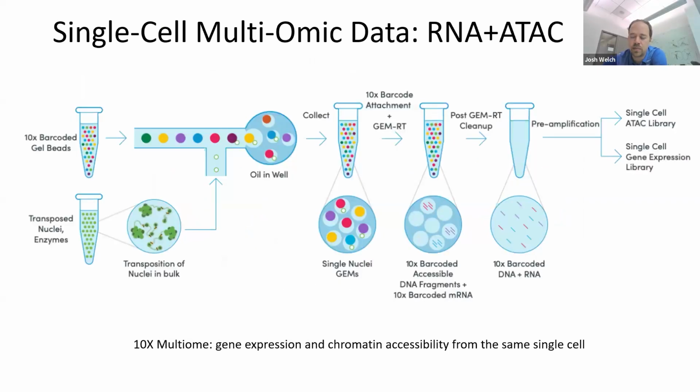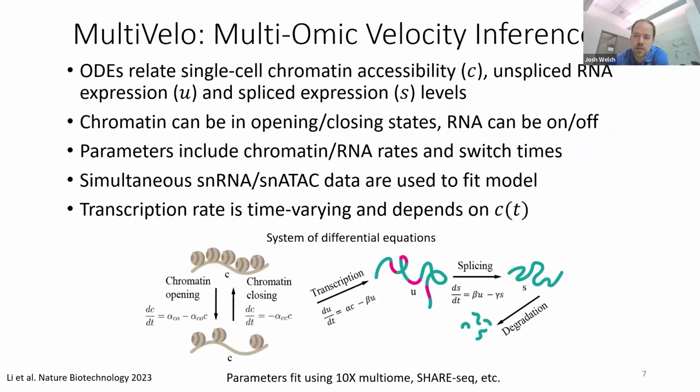Now, a couple of years ago, my lab built on this, and we realized that you could take multi-omic data where you have RNA and chromatin accessibility measured in the same cell, and you can extend this modeling framework further to incorporate chromatin accessibility and gene expression. And so in this case, you can formulate a system of 3 differential equations that involve chromatin accessibility, unspliced pre-mRNA, and spliced mature mRNA levels. And by adding a 3rd differential equation, we get a lot more modeling power.